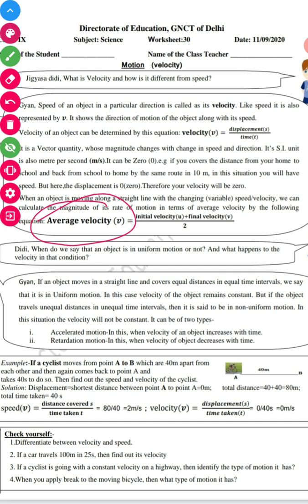Okay, Gyan has the next question. When do we say that an object is in uniform motion or not, right? And what happens to the velocity in that condition? Gyan has a question: when do we say that an object is moving with uniform motion or non-uniform motion, and what happens to the velocity in that case?